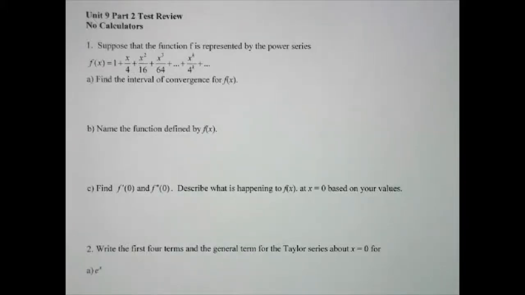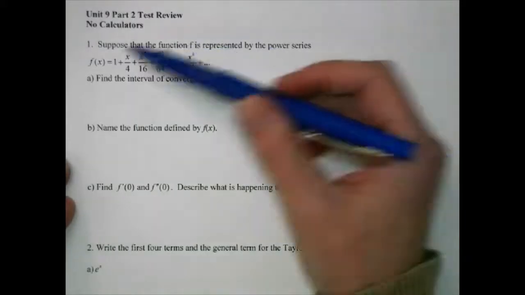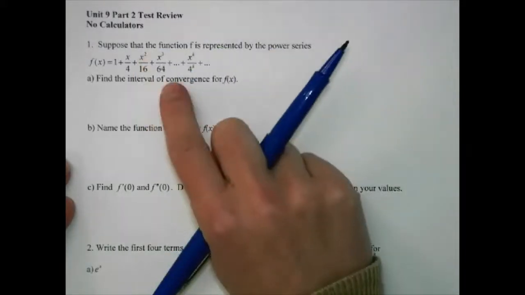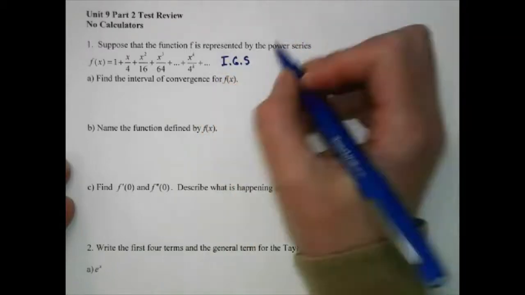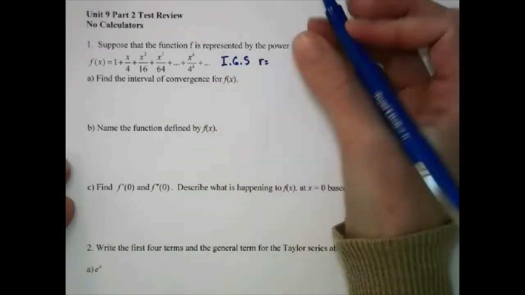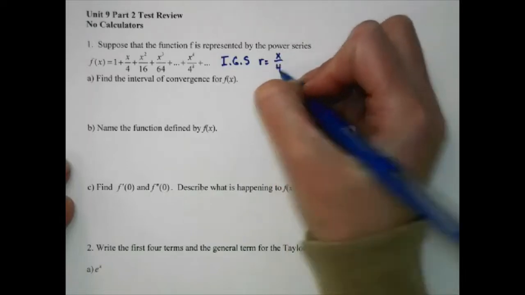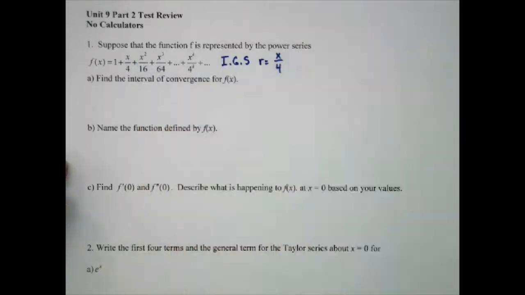Today I'm going to be going over your Unit 9 Part 2 test review. So our first question here, suppose that the function f is represented by this power series. This power series is an infinite geometric series. Its common ratio is x over 4 if we look at what we're multiplying to get from term to term there.